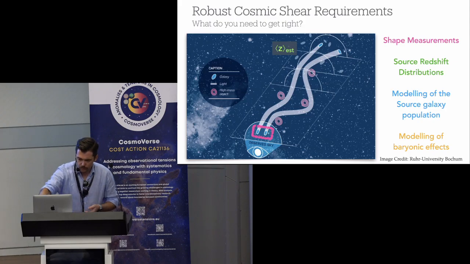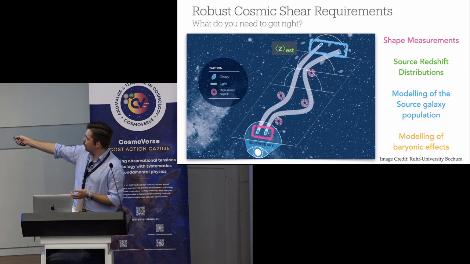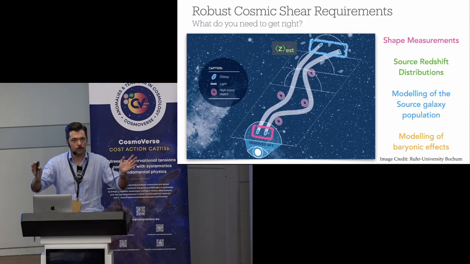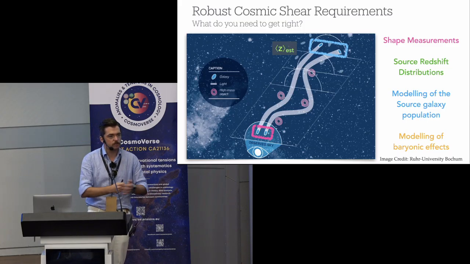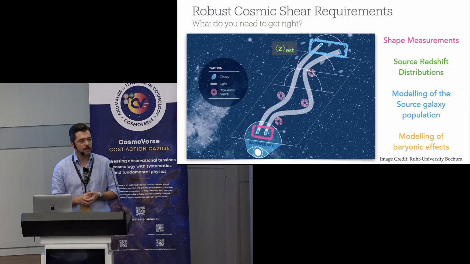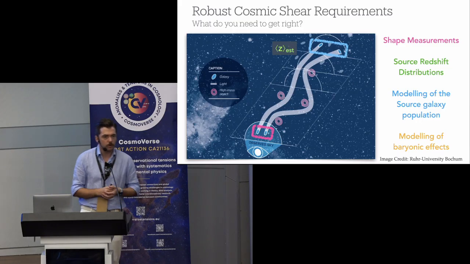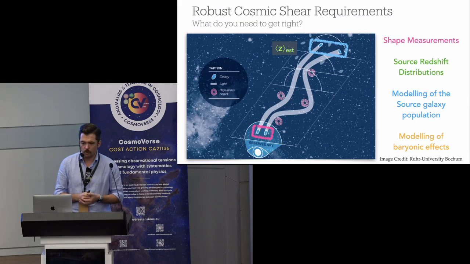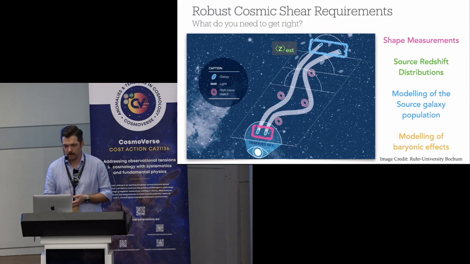You need to be able to model the source galaxy populations, and this is because, as I said earlier, if we make the assumption that the source galaxy population shapes are completely uncorrelated on sky, then all's good in the hood. All things are rather easy. However, if there are intrinsic correlations between the source galaxies in your sample, then that will cause you to over or underestimate the value of your cosmological parameters if you don't correctly remove that spurious signal. And so modeling the source galaxy population for what we call intrinsic alignments is very, very important.